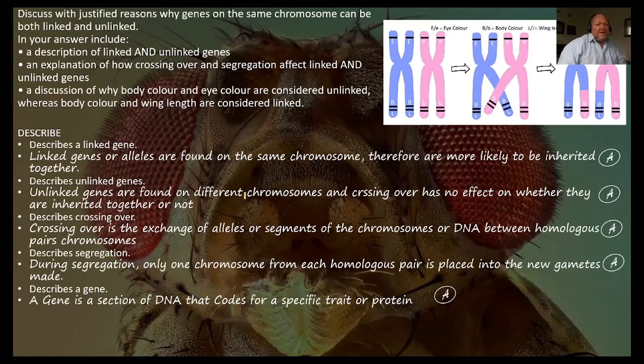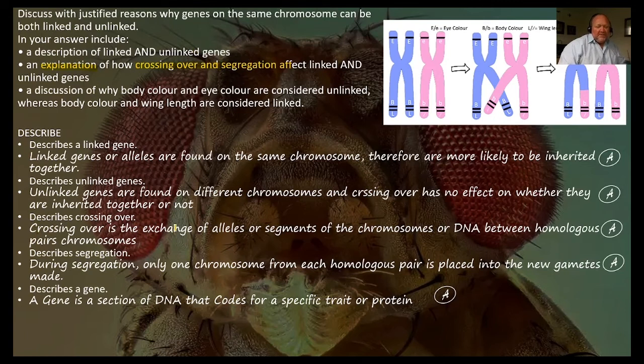Unlinked genes are found on different chromosomes, and crossing over has no effect on whether they are inherited together or not. And then we describe crossing over. So remember, I told you that when they ask for an explanation, you always start with your definition. So crossing over and segregation. So we did linked and unlinked.